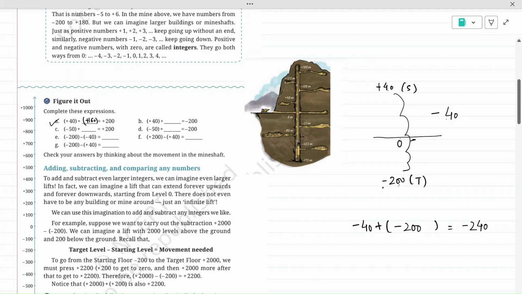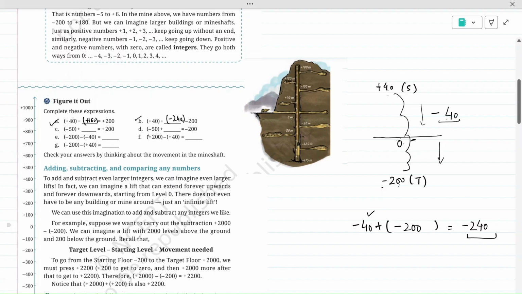Since we have to reach minus, we have to go down. From 40 to 0, it will be minus 40, because if I add minus 40 to plus 40, we will get 0. We have to reach here first. So minus 40 till 0. And from this 0 to minus 200, again we have to add minus 200 because we are going down only. So this is minus 240. If we add it, we will get 200 here.